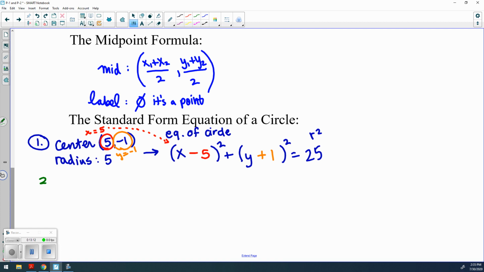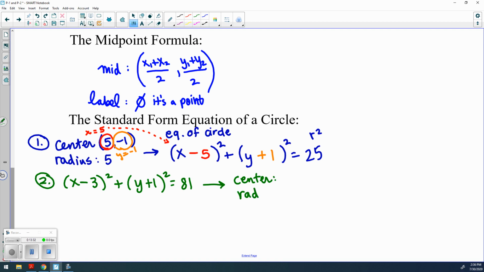All right, let's do another example. For number 2, this time I'm going to give you the equation and you're going to tell me the center and the radius. If the equation is (x minus 3) quantity squared plus (y plus 1) quantity squared is equal to 81, can you tell me the center and the radius? Well, my center is going to be, color coordinated with my problem from before, x equals 3. I'm setting each factor equal to 0 and solving for x and solving for y. So my center is (3, -1).